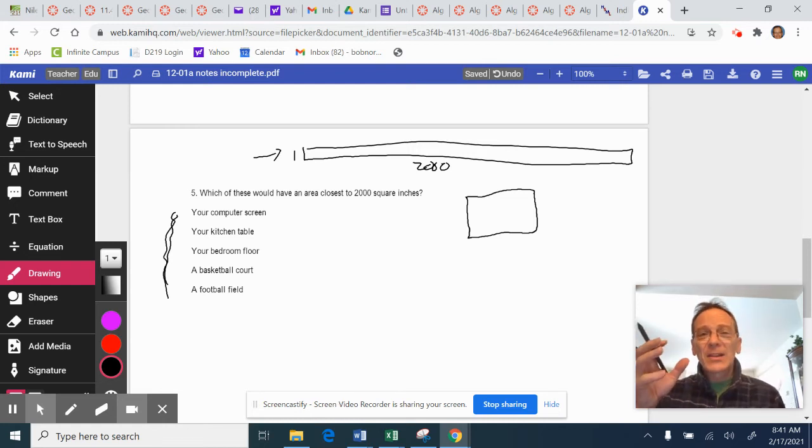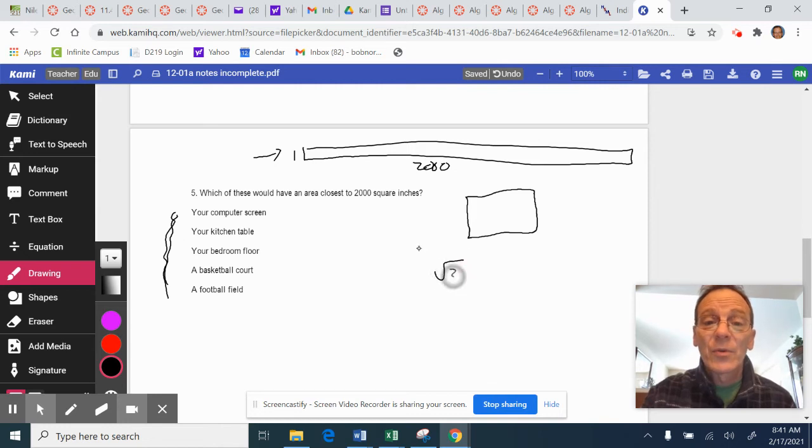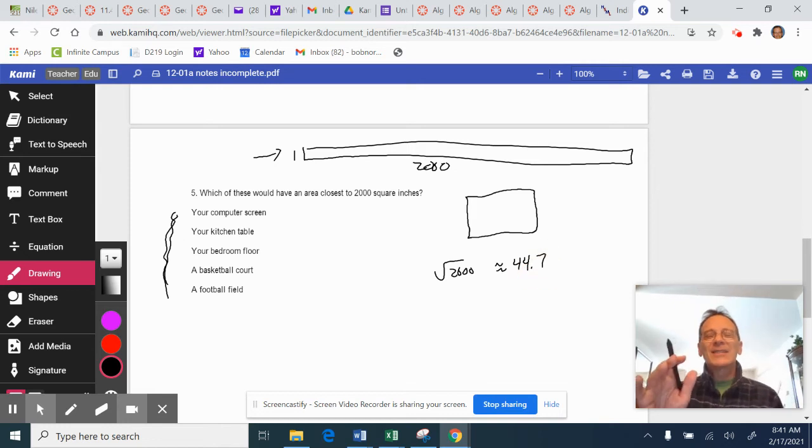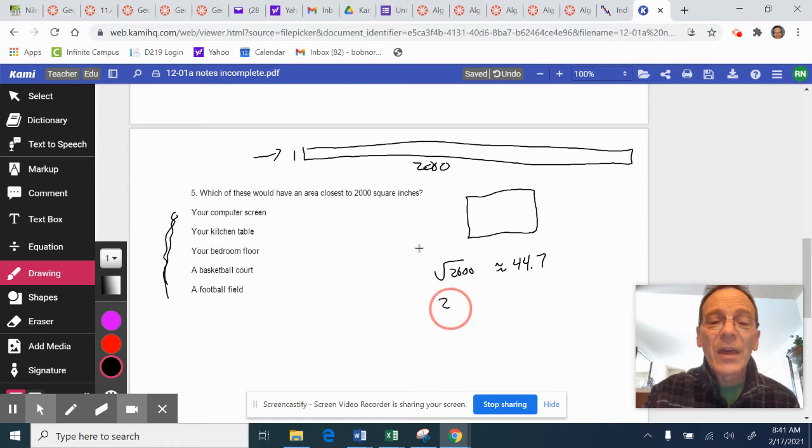Well, arithmetically, that can be a challenge. So pick up a calculator and find the square root of 2,000. What is the square root of 2,000? Well, it's about, I think, 44.7. Well, that's not a nice number. I don't like that. So I'm going to try dividing 2,000 by 45. See if that gives me a nice whole number answer.